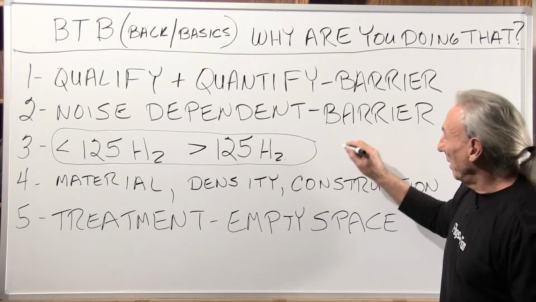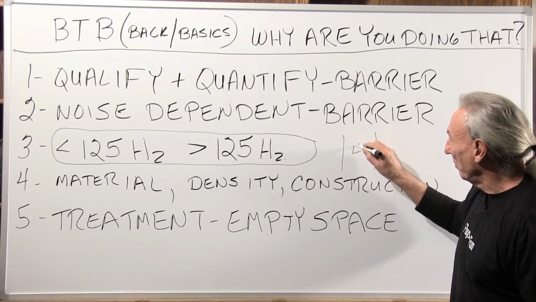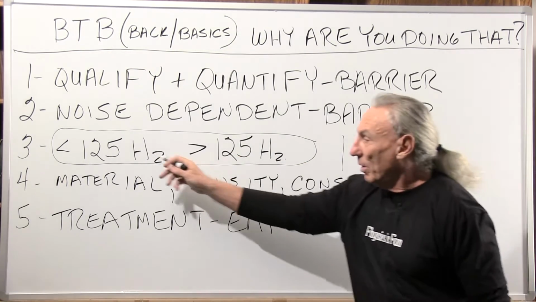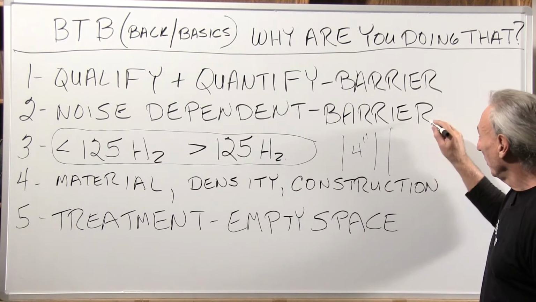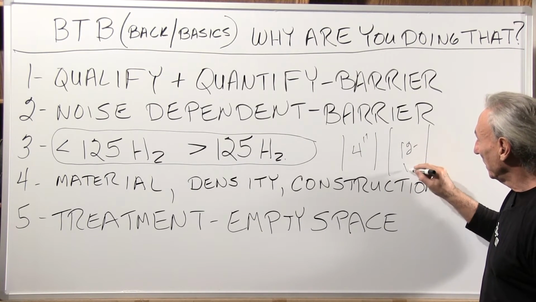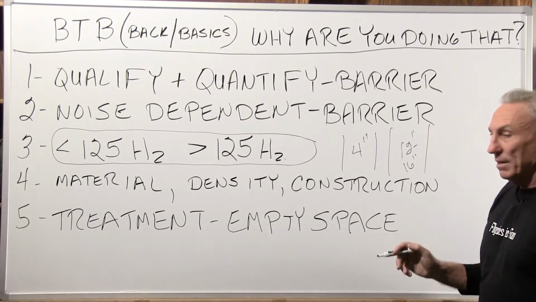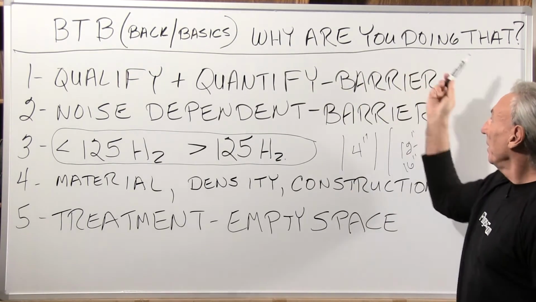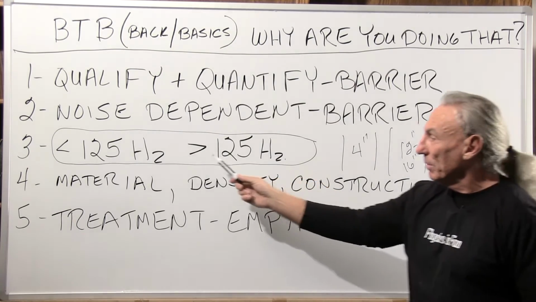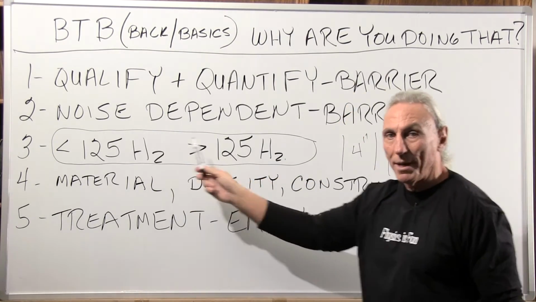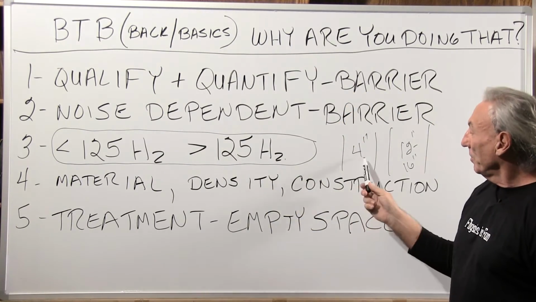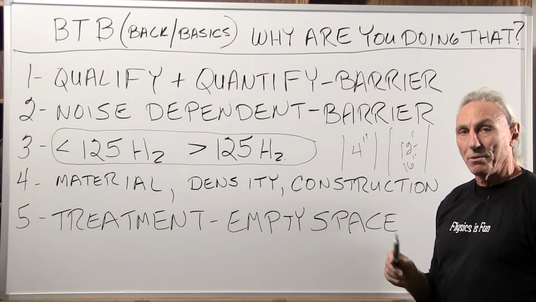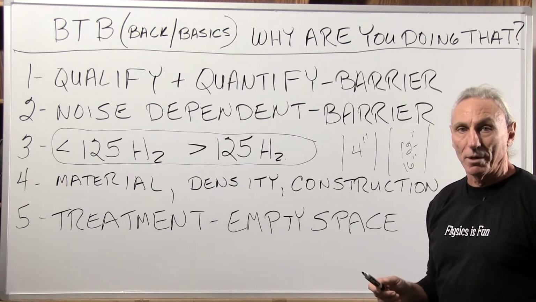A wall for energy above 125 may be 4 inches deep. A wall for energy below 125 could be 12 to 16 inches deep. Huge differences. So when you ask, why are you doing that, you better know how much below and how much above you have, or you're going to build a 4-inch thick wall that you read about in the literature and it's not going to work.